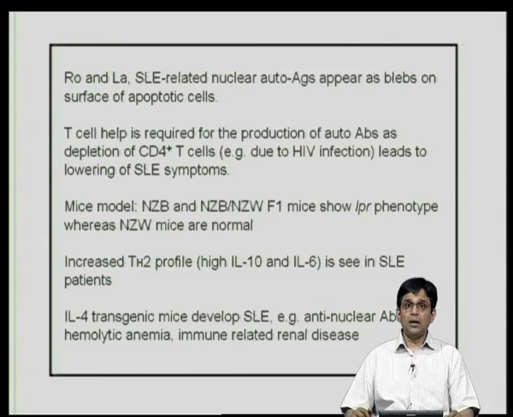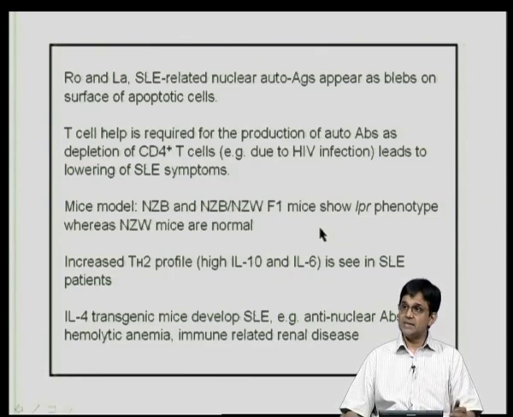The mouse models that have been used are the NZB and the NZB NZW F1 mice. So this is the F1 mice, and this is NZB. What is interesting to note is that the NZW mice by themselves are normal, but the F1 along with NZB and the NZB themselves show the lpr phenotype.